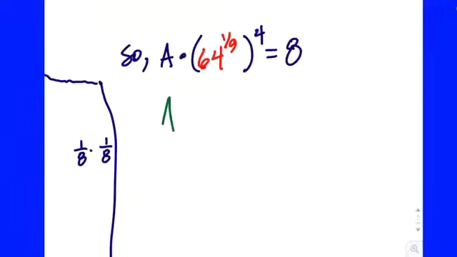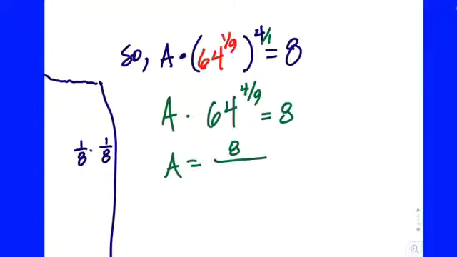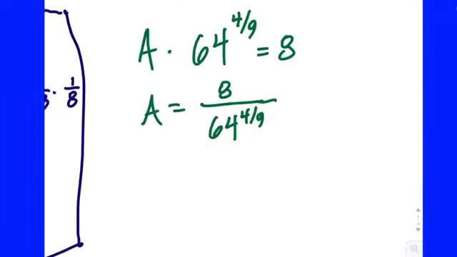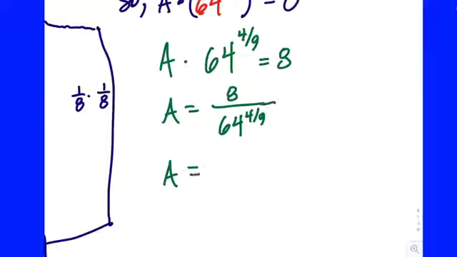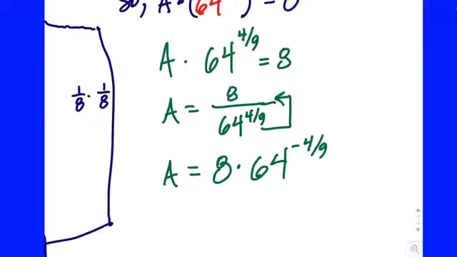Okay, so now I get a times 64 to the, what's a 9th times 4? Remember, that's 4 over 1, so you multiply straight across, so it's just 4/9. So a times 64 to the 4/9 equals 8. And now you divide through by that, and you get 8 over 64 to the 4/9, which is a yucky, gross version. So as we did before, you could bring the 64 to the top and call it to the negative 4/9.